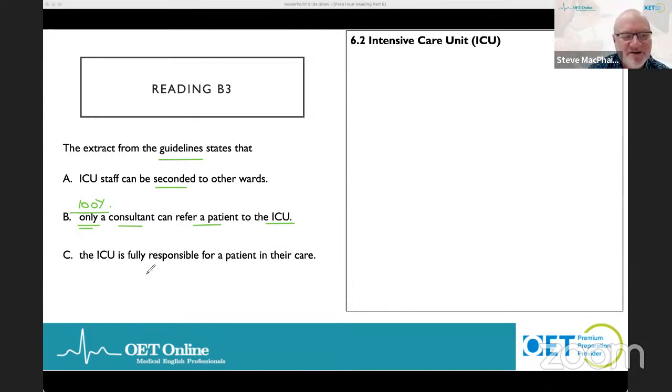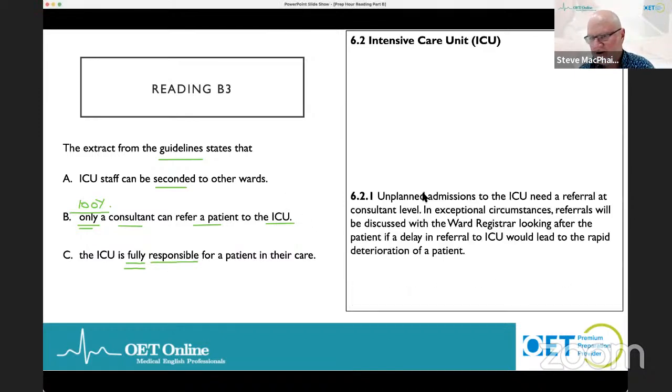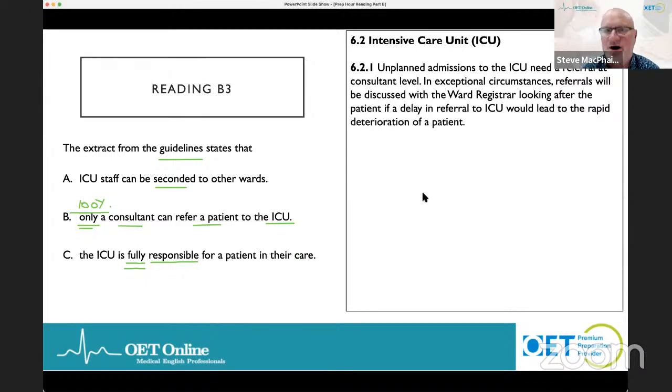C, the ICU is fully, now watch your adverbs, the ICU is fully responsible for a patient in their care, fully responsible, not anyone else, only ICU. All right, it's all about the ICU, this one, everyone. Again, when you think you know what's wrong, type it in. Okay. Unplanned admission to the ICU needs a referral at consultant level. They need it, right? That doesn't quite match B, though.